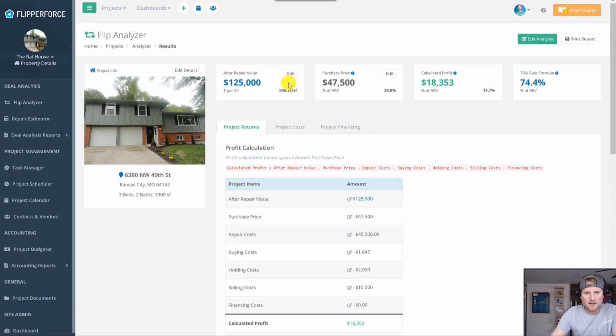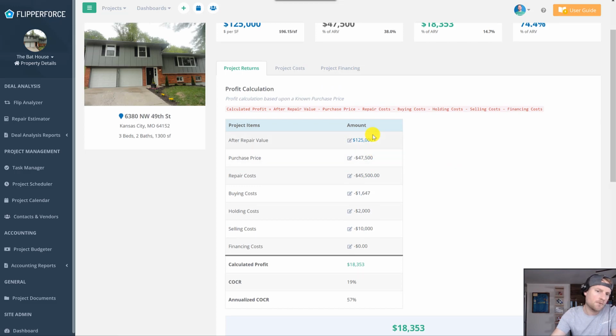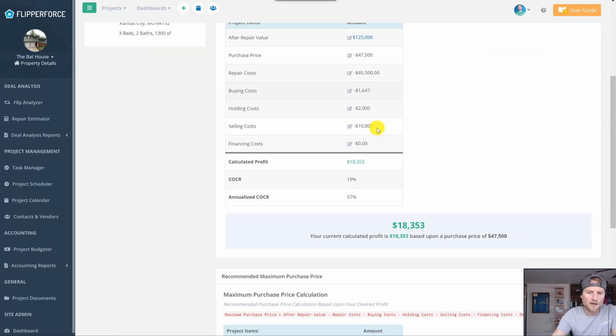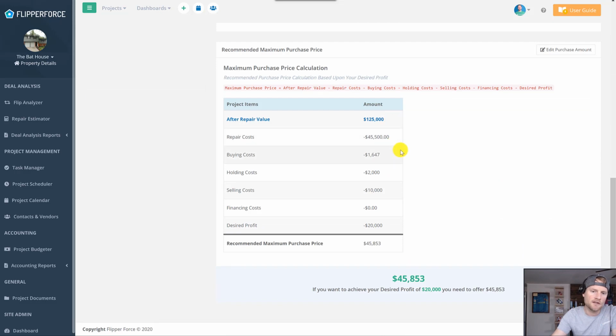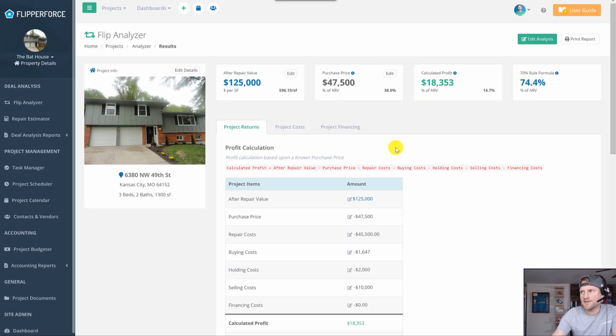So if we go in at $47,500 for the purchase price, we would make $18,353. So that's a quick overview of the calculation using the flip analyzer and how it can be used to calculate the profit based upon a known purchase price, but then also help you calculate the recommended maximum purchase price that you should offer for the property. That way you make the desired profit that you actually want in the deal.